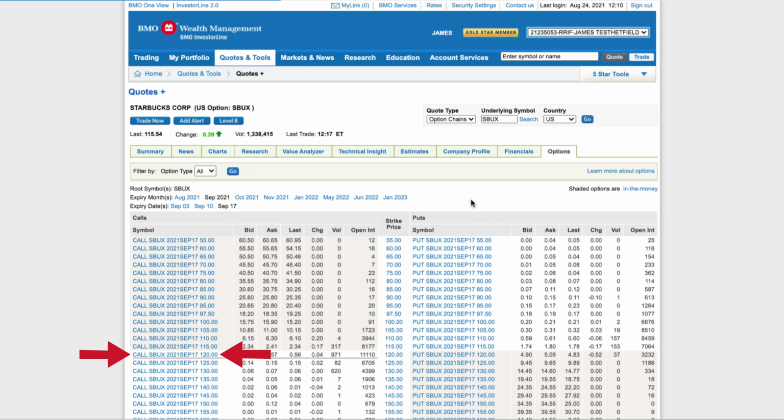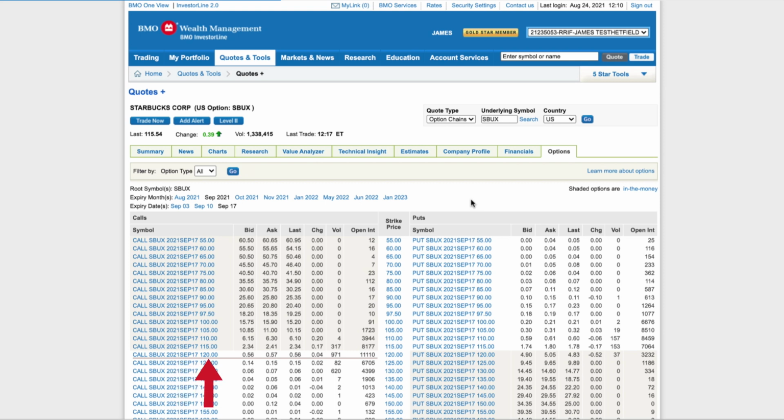Reading from left to right, the first thing we have is the type of option, call or put. In this case, we are looking at the call option. Next is the ticker symbol of the underlying stock, Starbucks, which is SBUX. Then we have the expiry date. This is how long the option contract would be exercisable for. In this case, the expiry date is 2021, September 17th.